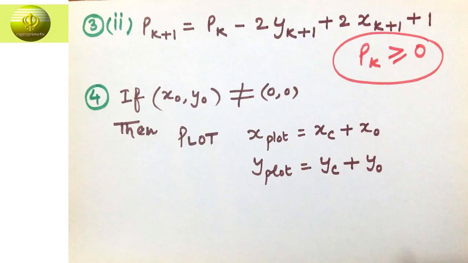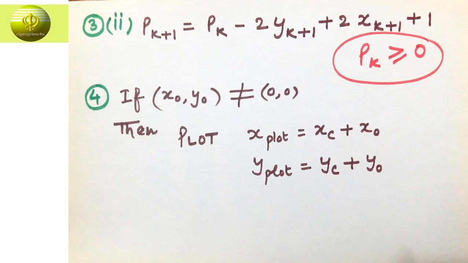Now, come to point number 4. At this point, at the starting value, x0, y0, up to point number 3, we have taken into consideration that x0 and y0 are 0, 0. That is the starting point or origin is equal to 0, 0. Or I can say the center of the circle is 0, 0.